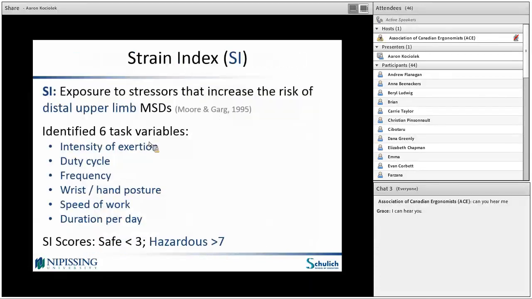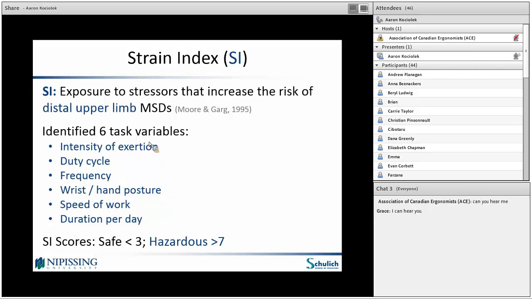So shortly after RULA, Moore and Garg in 1995 actually developed the strain index, which really had a greater focus on musculoskeletal disorders for the distal upper limb. Within this tool, they identified 6 different task variables to assess. This included intensity of exertion, or how forceful the task was, the duty cycle, the frequency in terms of efforts per minute, as well as the worst wrist or hand posture within that task, the speed of work, and the duration per day.